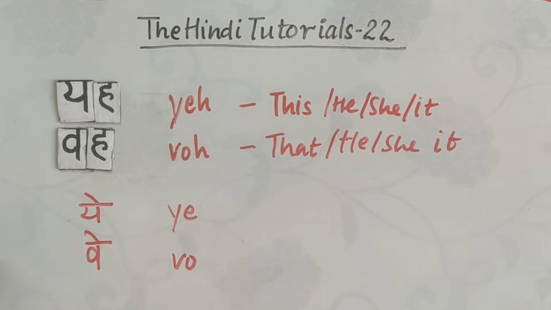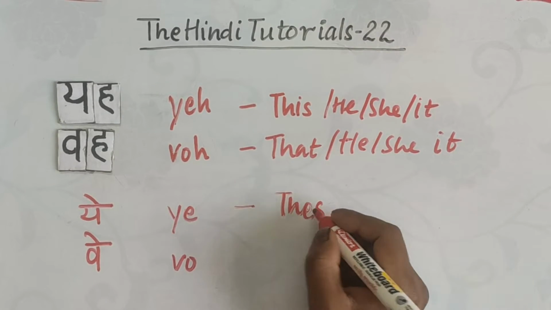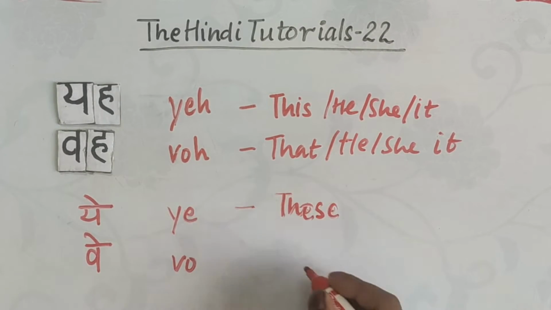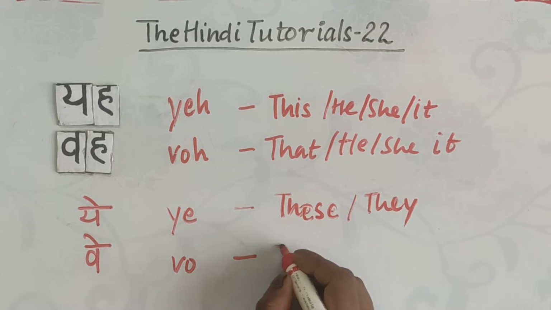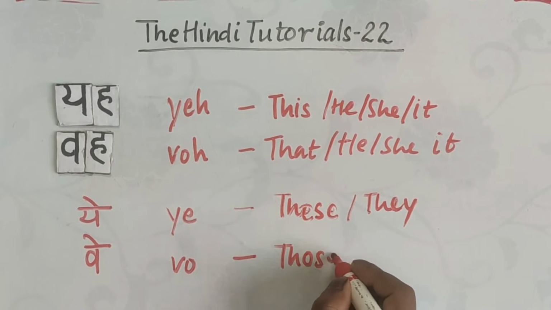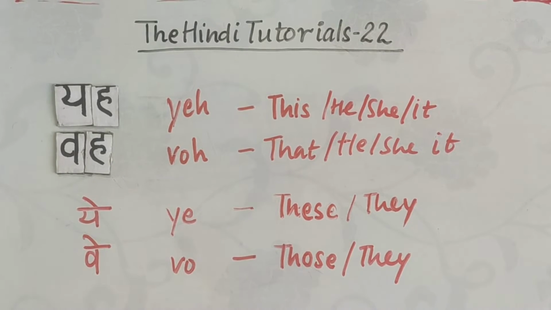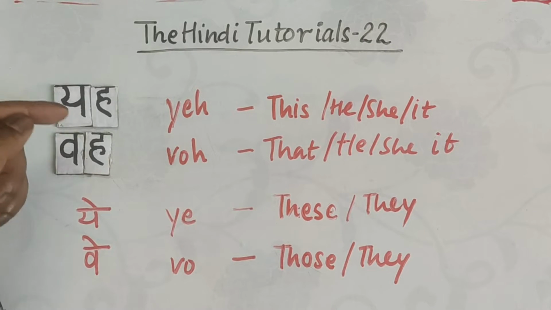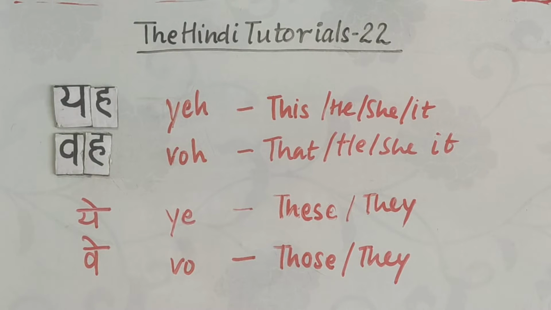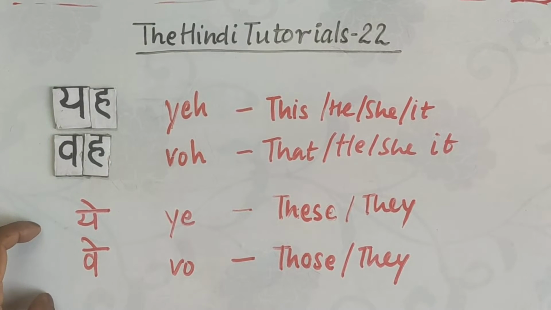Ye means these, or they, and ve would mean those, or they. This, that, these, those. ये, वो, ये, वो. Spelling. Please remember that the spelling yah and veh are for singulars and ye and ve is for plurals.